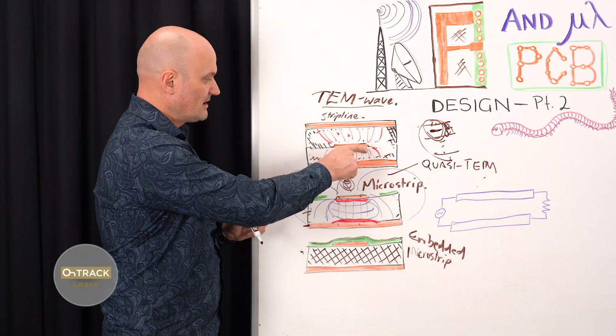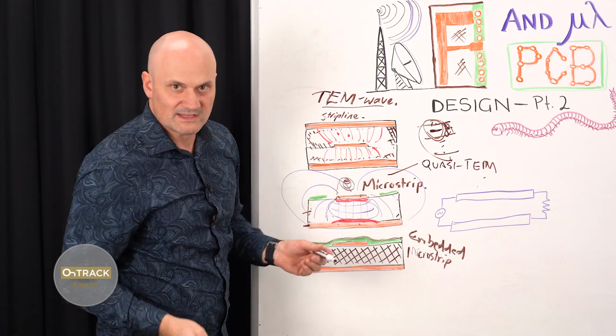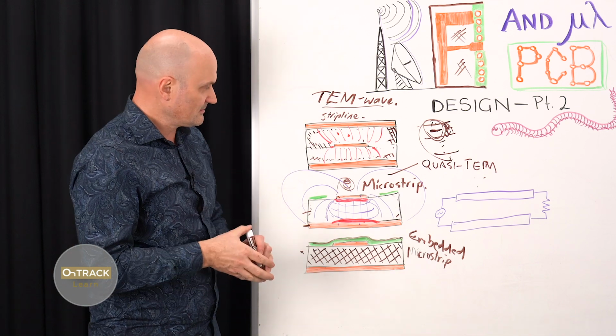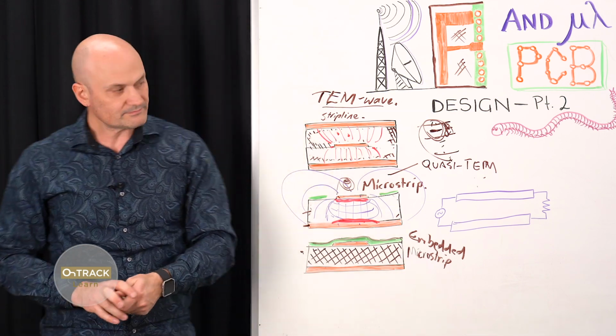But because the signal doesn't go through the copper, the rest of the PCB stackup is not part of this stripline structure at all.